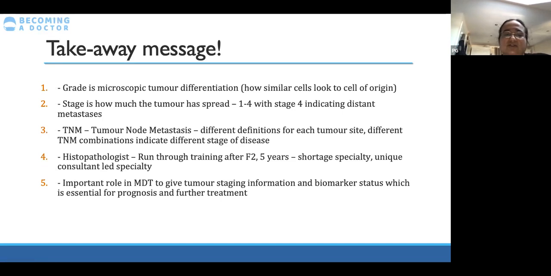Stage is how much the tumour has spread. So with 1 to 4, it can be stage 0 if it's in situ. And stage 4 always indicates distant metastases, but it can be a different combination of TNM for different organs. Tumour, node, metastases, TNM, has different definitions for each site, and the different combinations indicate the stage depending on where you are.